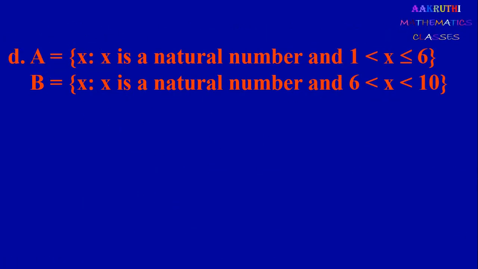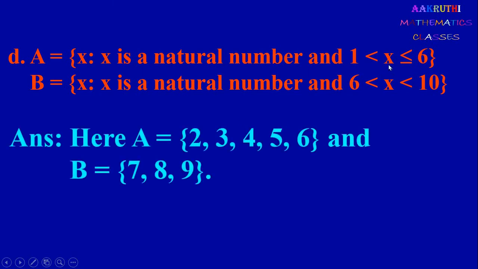So next problem, A is the set of all x such that x is a natural number and x is greater than 1 and less than or equal to 6. Now here you have to write all the natural numbers greater than 1 and less than or equal to 6. Set B is the set of all x such that x is a natural number, x is greater than 6 and less than 10. Now first we write sets A and B. Set A: 1 is not included, it is 2, 3, 4, 5, and 6 is included here. Then set B is more than 6, that is 7, 8 and 9. 10 is also not included.